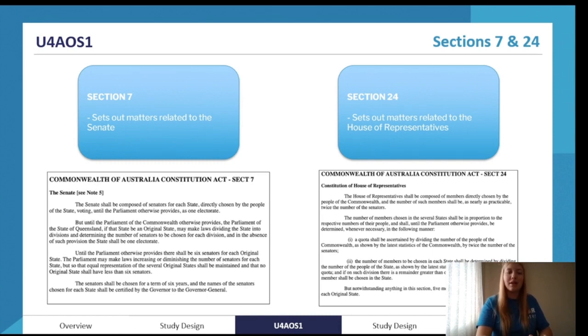This includes, of course, their composition, that they're supposed to be about half of the number of the House of Reps. So the composition is halved, like they have half the amount of members. And of course, their roles and the things that they can do. Similarly, Section 24 does this for the House of Representatives and sets out an important quote that it's directly chosen by the people of the Commonwealth and that it's twice the number of the senators. And again, their roles.